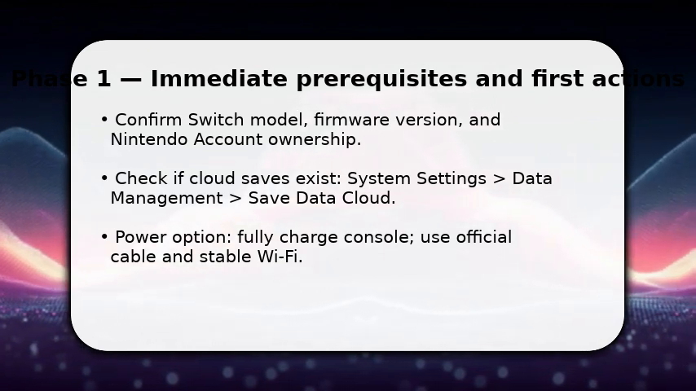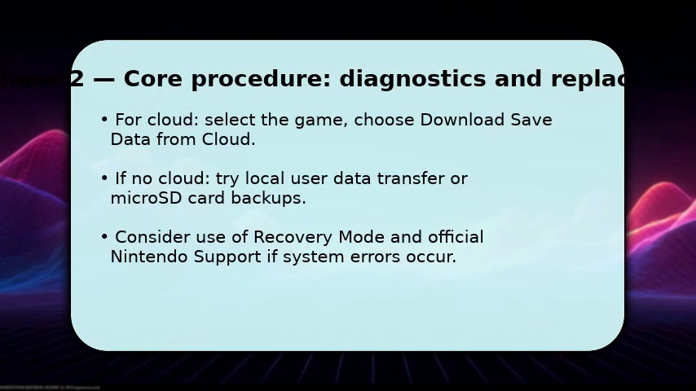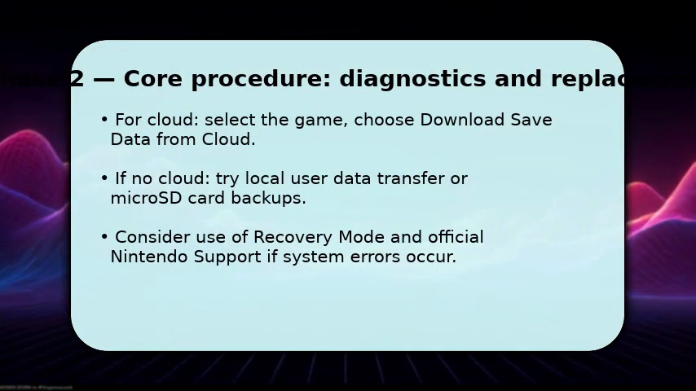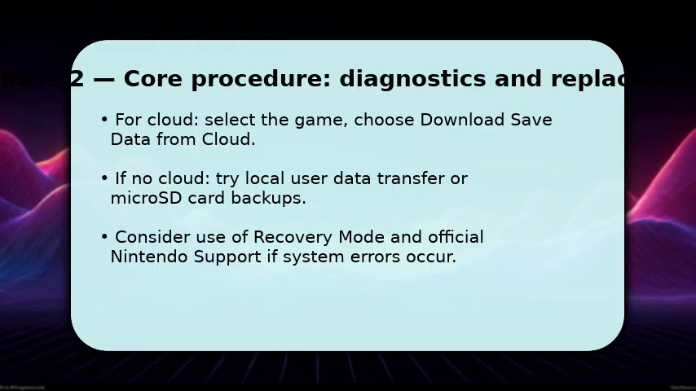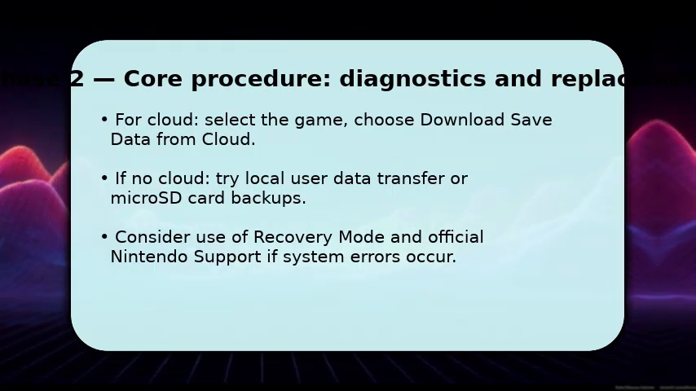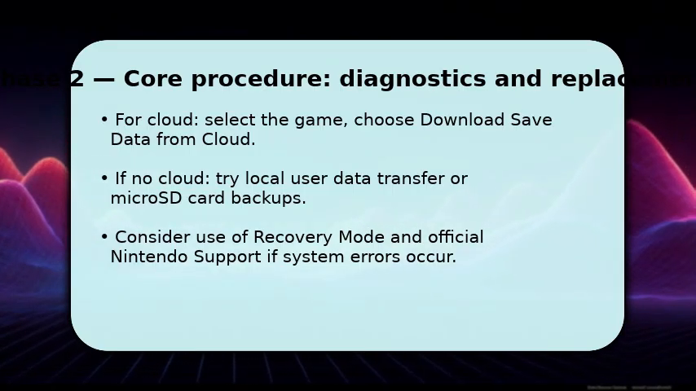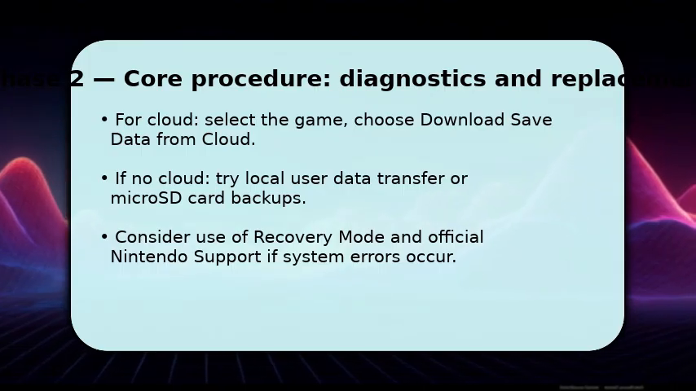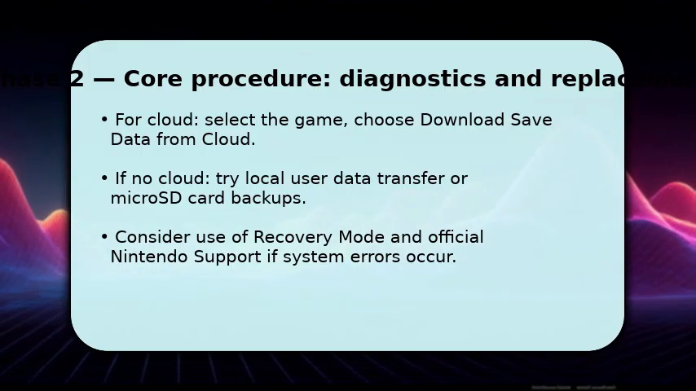You now restore the data. For cloud saves, open Save Data Cloud, pick the game, and choose Download Save Data from Cloud. If the game lacks cloud data, perform a user transfer between consoles or locate any manual microSD backups and safely copy files. Be careful to match the user ID.